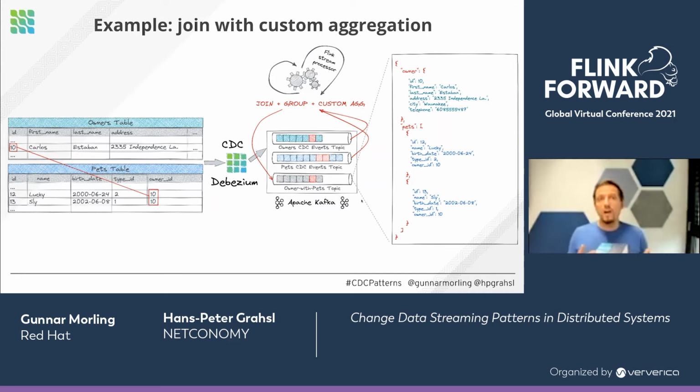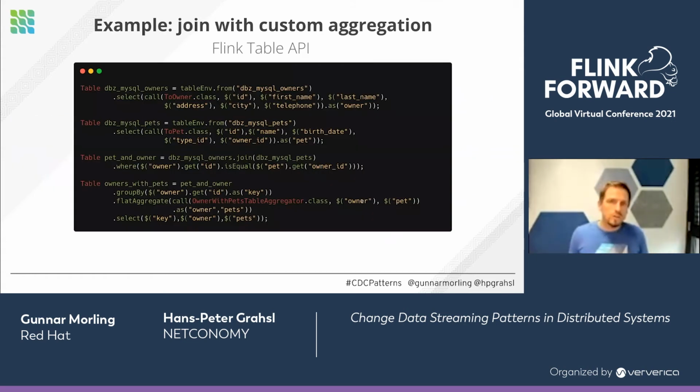And in a second step, we want to group those records that refer to the same owner ID, which is in this case the foreign key relationship between owners and pets, and then come up with a custom aggregate as a result. So we see that on the right in a JSON serialization. It's just then a document, if you want, that contains owners and the pets they own in just one consistent piece of data. And this data can then be used by a sink connector and be written into a MongoDB collection, for example.